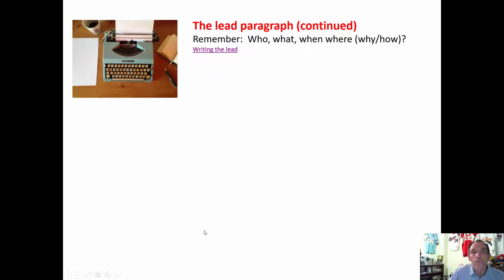Again, the lead paragraph, one way to approach that, and really in writing a story in general, is to answer these questions: who, what, when, and where. Also why and how, if we know why and how. The entire story to some extent is spent in answering who, what, when, where, but the lead in particular should answer those questions. So let's look at this video on that subject.